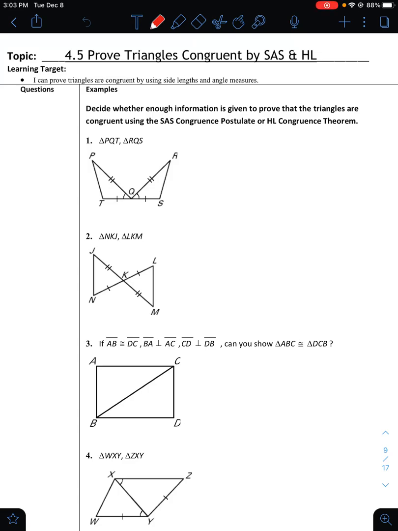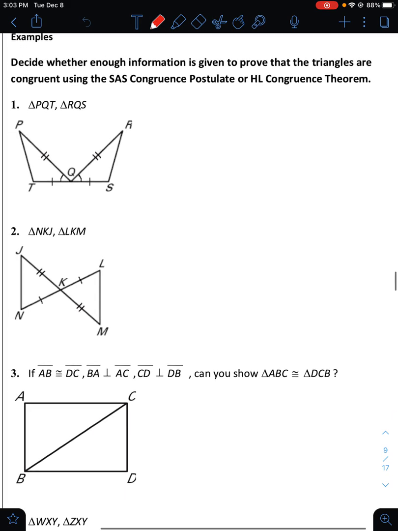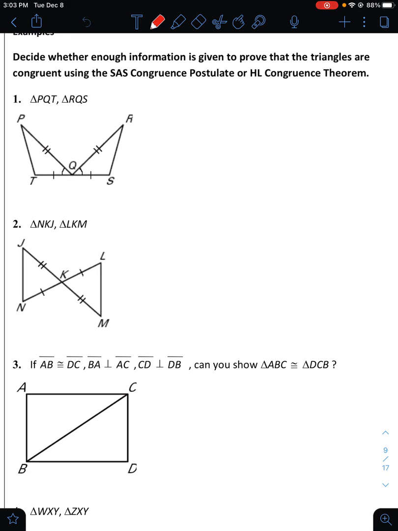Let's look at a few examples here with our SAS and HL congruence theorems. And we will also sometimes see SSS as well. So we're just going to keep adding to the list. These first four examples are not necessarily official two-column proofs, but we are going to write out many elements within a two-column proof so that when we get to those proofs, they are a little easier to work with.